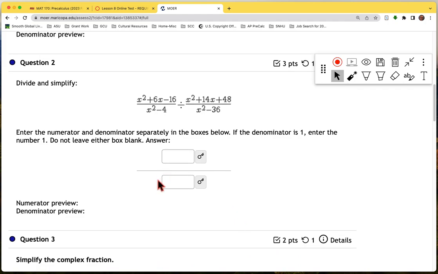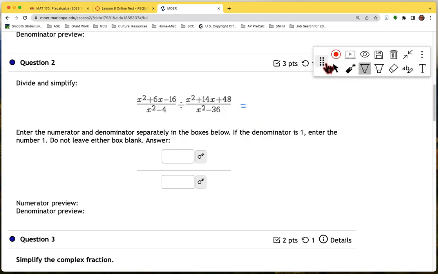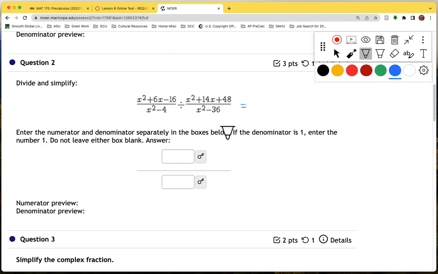So divide and simplify. Now, we're dividing, so that means we invert and multiply. So while we're doing that, let's go ahead and factor as we go. Okay, so we're going to rewrite each of these in factored form, and then we will sort of simplify as we divide. Okay, so let's look at the bottom, because sometimes that's helpful.